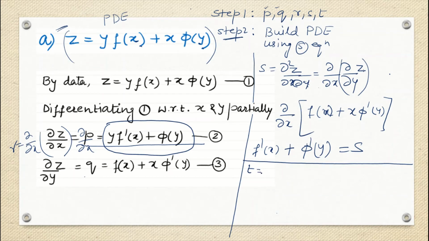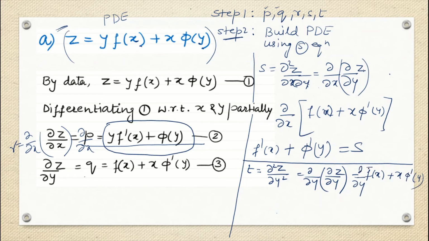So what is t? t is nothing but ∂²z/∂y². That means ∂/∂y of ∂/∂y of z. And I know what my ∂z/∂y is. This is my f(x) plus x φ'(y). Then I have to find ∂/∂y of this complete thing. So ∂/∂y of f(x) will be 0, because function f(x) is constant with respect to y if I am partially differentiating. The second term has x constant, so writing it as it is, and then φ'(y) will become φ''(y). So x φ''(y) will be my t.